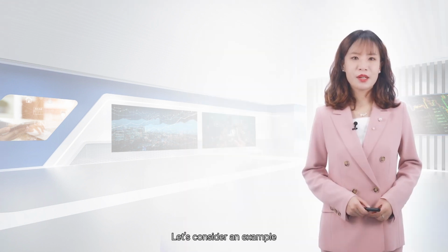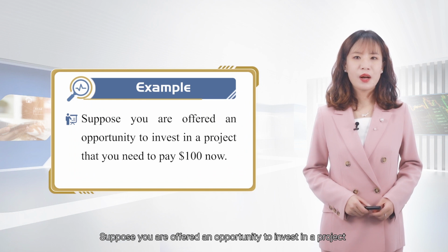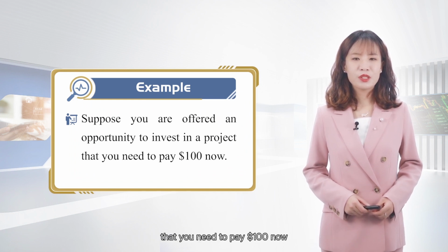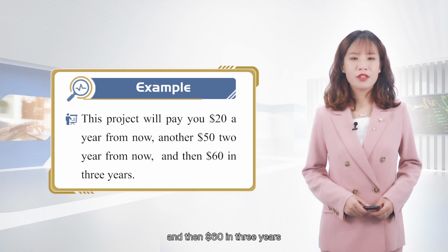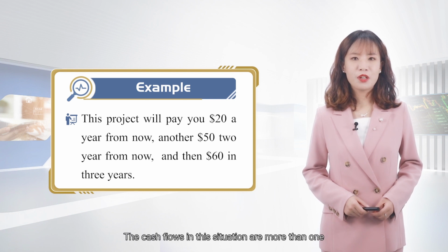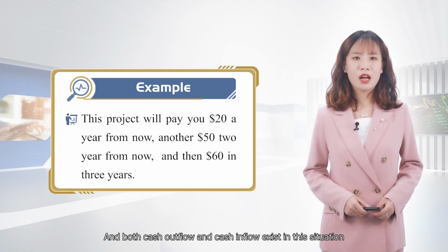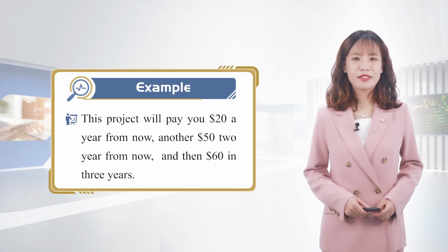Let's consider an example. Suppose you are offered an opportunity to invest in a project that you need to pay $100 now. This project will pay you $20 a year from now, another $50 2 years from now, and then $60 in 3 years. The cash flows in this situation are more than one, and both cash outflows and cash inflows exist in this situation.